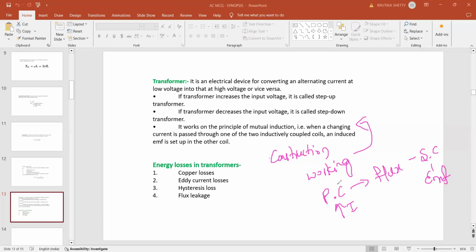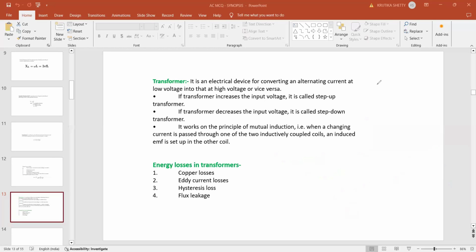I'll repeat here, students. What is the working here? When you are passing the electric current through the primary coil, a magnetic flux is produced. The produced magnetic flux is linked to the secondary coil, which will induce an EMF in the coil. So this is the working. Construction and working part we have completed. So now the last step, that is the formula, let us see.